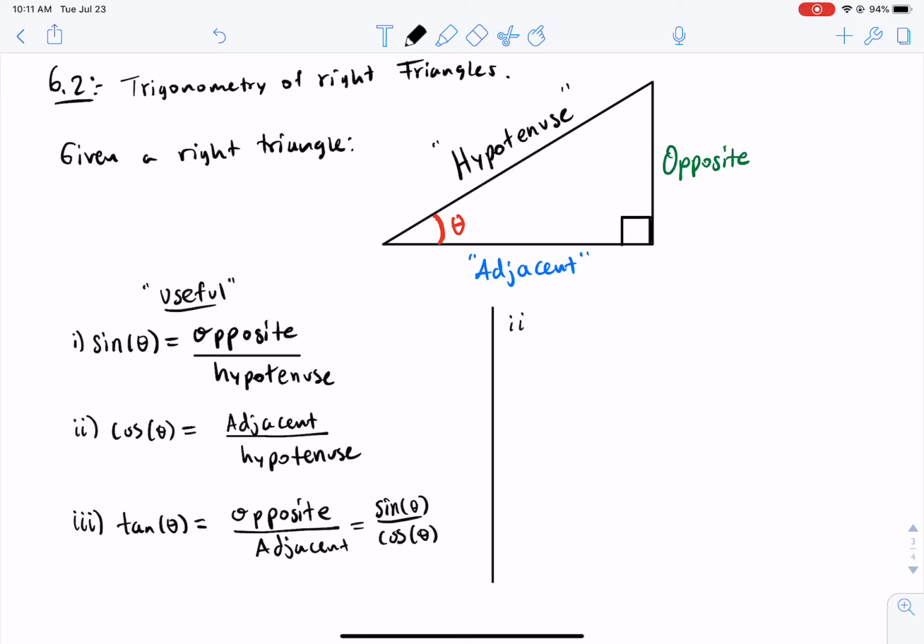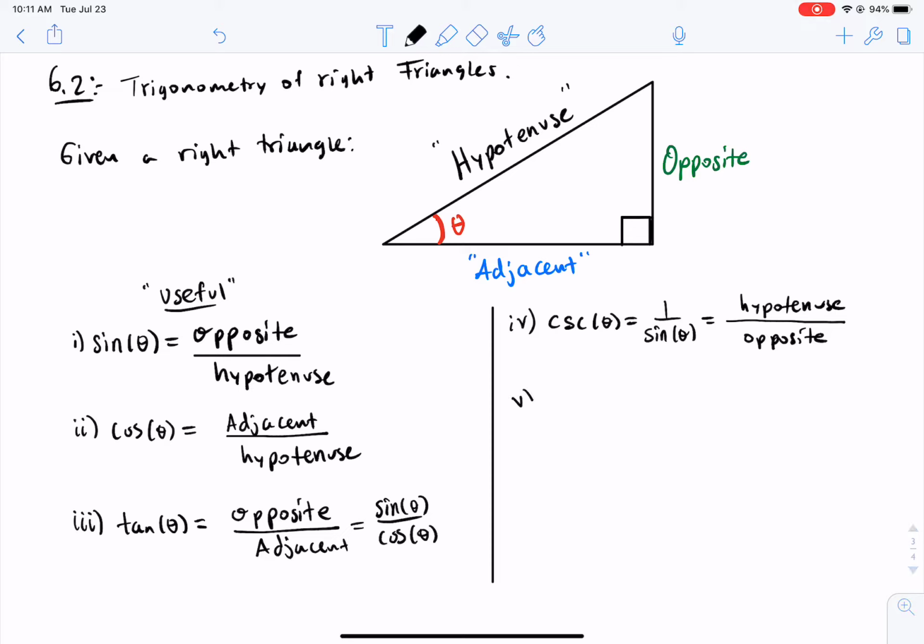Number 4, sorry, will be, let's start in the same order, the reciprocals of them, right? So the first one will be cosecant of theta. That is going to be the reciprocal of sine, so it will be 1 over sine theta. So this is just going to be the reciprocal of what it is, so it's going to be hypotenuse over opposite, like this.